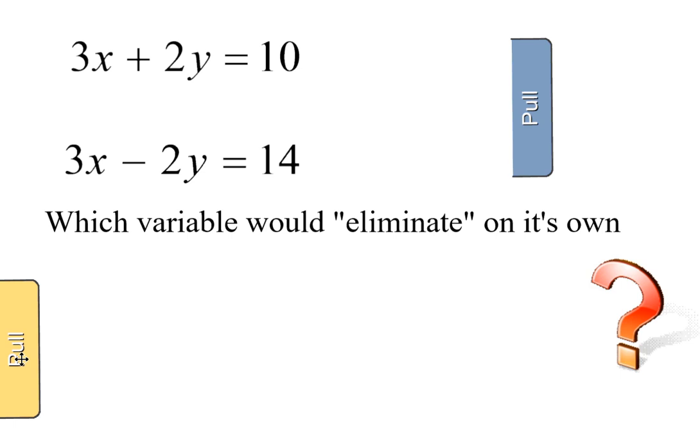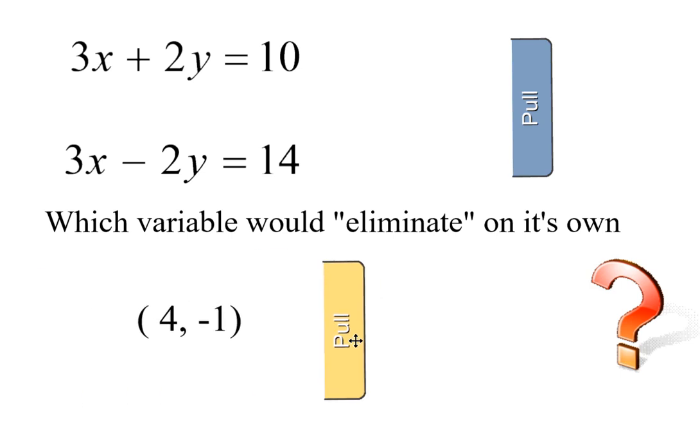The answer to this would be 4, -1. This is where these would cross, because when you add them up, the y's would disappear, and then you'd add 6x equals 24 and solve for x. Find out that x is 4, plug back in for y. Here we go. Here's another one.